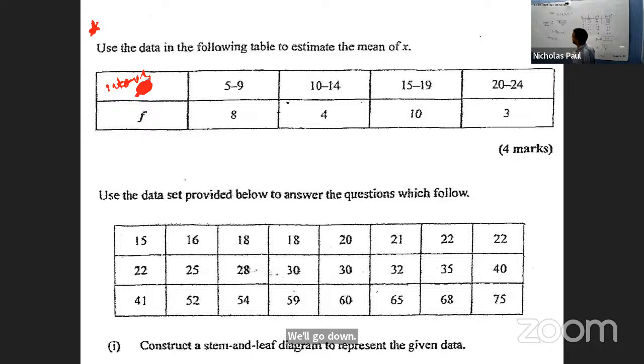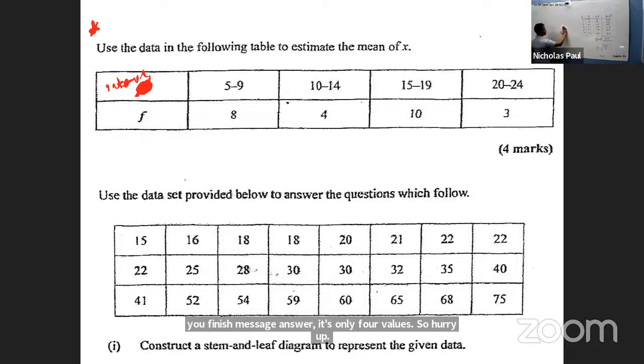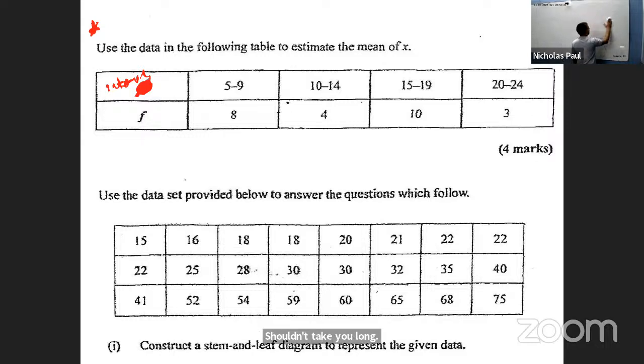When you finish, message your answer online. It's only 4 values, so hurry up. It shouldn't take you long. Do the table. Put in that table one time. Take the interval, then write f, then write x, then write fx, then write fx squared. Put your intervals, put your frequency.